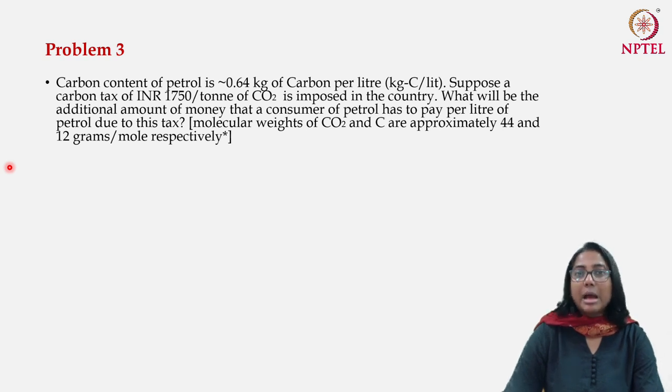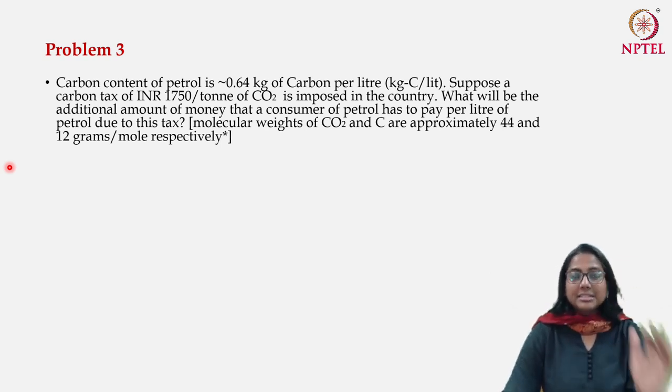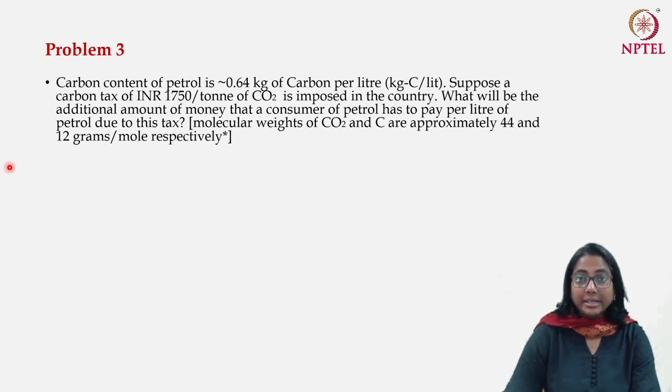Now the reason will become clear when we deal with the issue of energy and climate change in the later modules. But for the time being, let us suppose that there is a carbon tax implemented in India, for example, and the magnitude of the tax is 1750, that is 1750 rupees per ton of CO2 emitted. So notice here the carbon content is given in terms of kilogram of carbon, whereas the carbon tax is mentioned in terms of rupees per ton of carbon dioxide. So one is in terms of carbon, whereas the other is in terms of carbon dioxide.